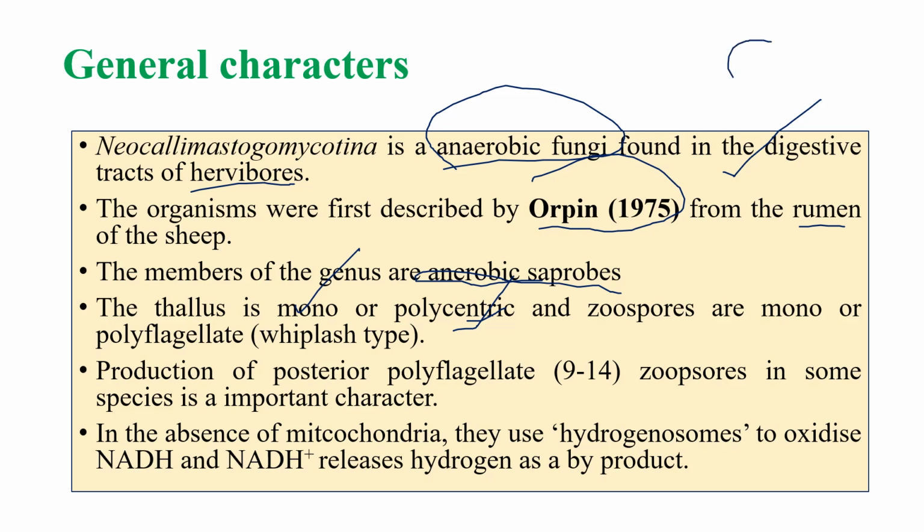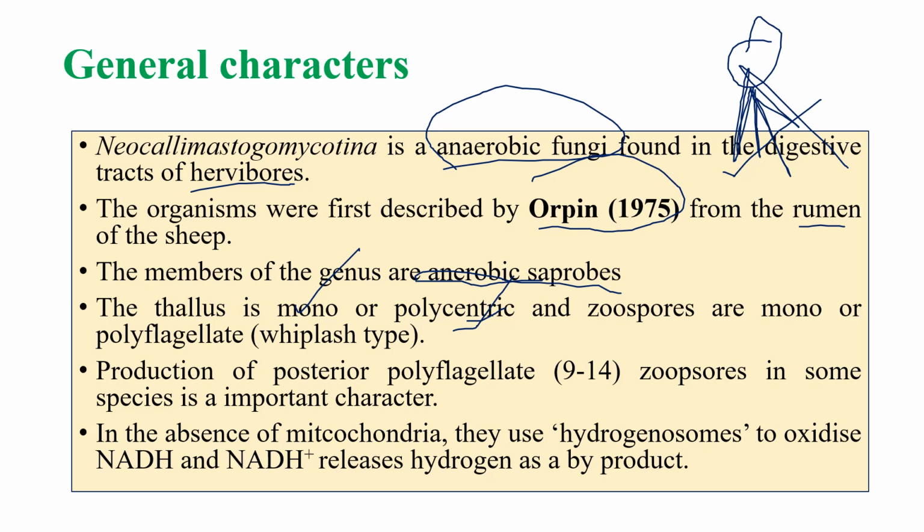For example, imagine this is a zoospore. Monoflagellate means it consists of a single flagellum. Poly means it consists of multiple flagella. This is called polyflagellate. So when it comes to this Neocallimastigomycota, the thallus may be monocentric or polycentric, and the zoospores are also monoflagellate or polyflagellate, which means multiple flagella or maybe a single flagellum.